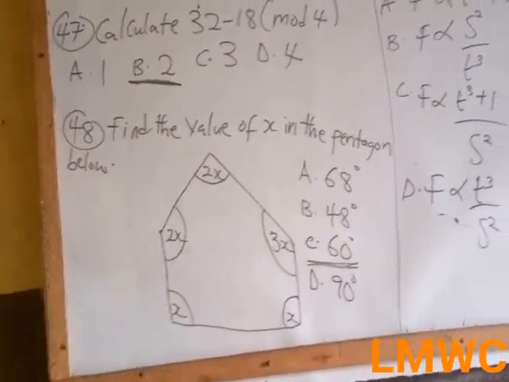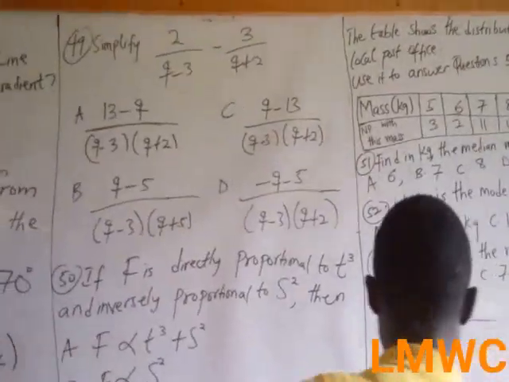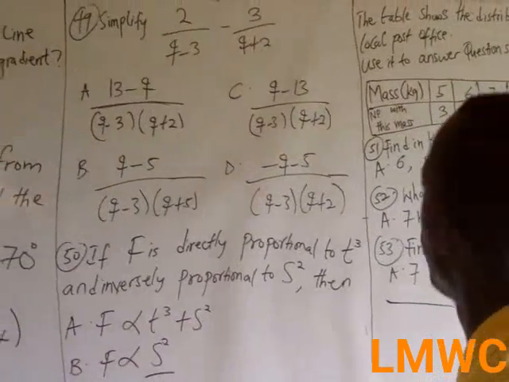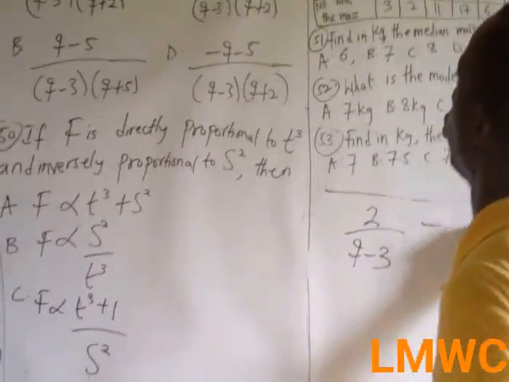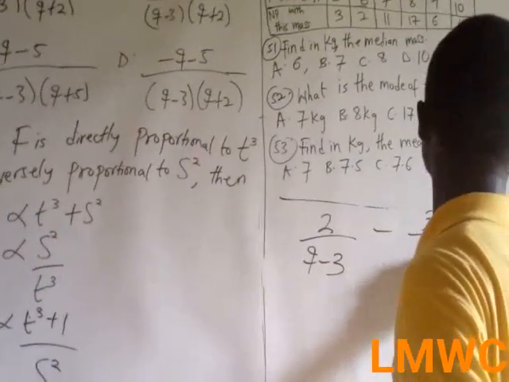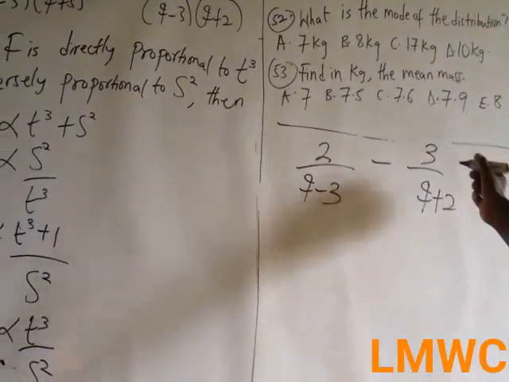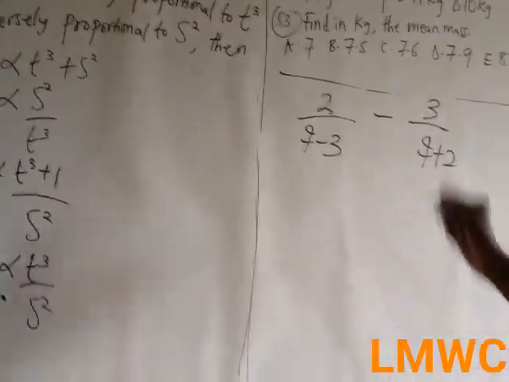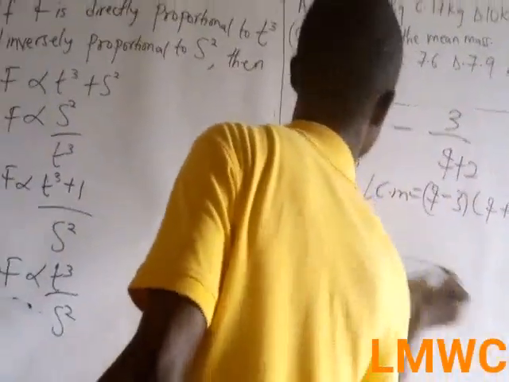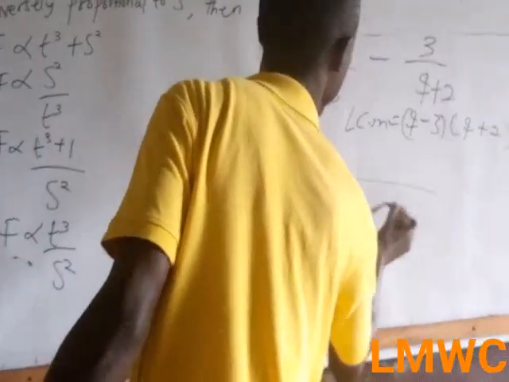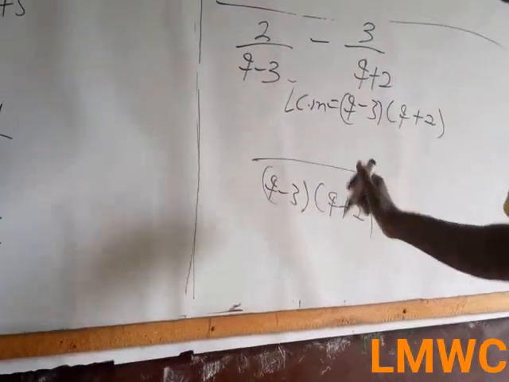Take note. Question 49. Simplify. This is under algebraic expression. Simplify 2 over q minus 3 minus 3 over q plus 2. If you are given a question like this, you first find your LCM. And the LCM is q minus 3, q plus 2. So it becomes q minus 3, q plus 2. q minus 3 will cancel this one. It's left with q plus 2.